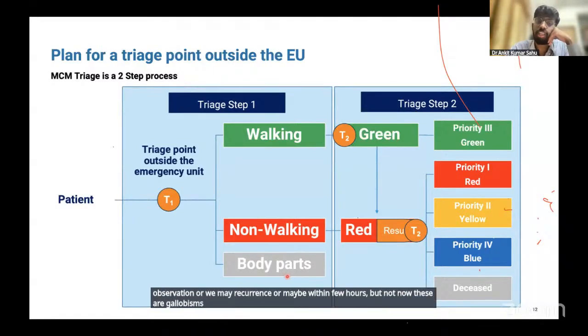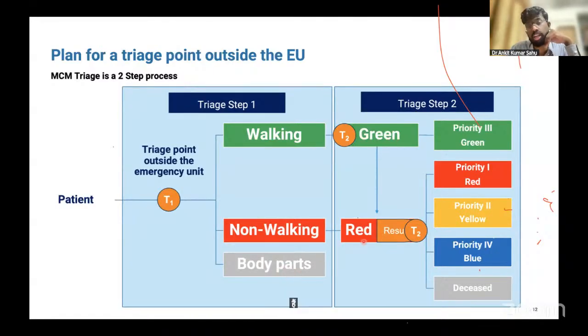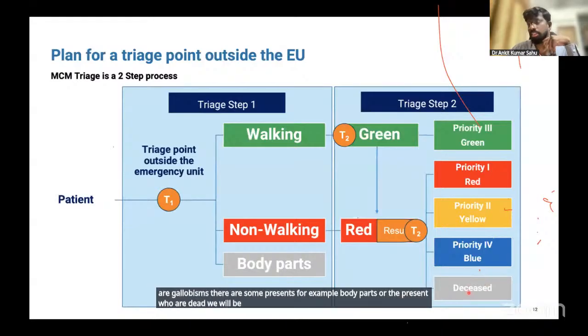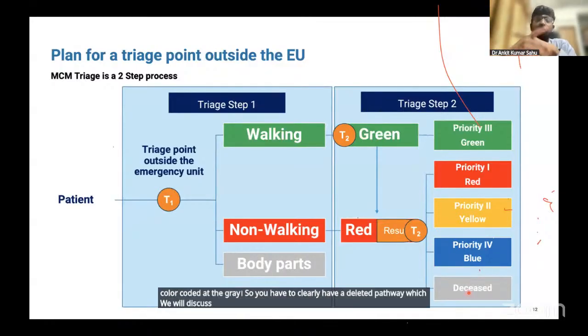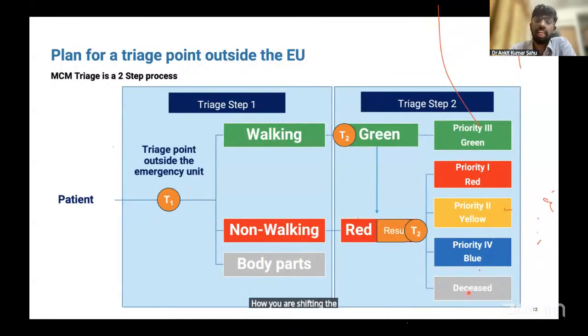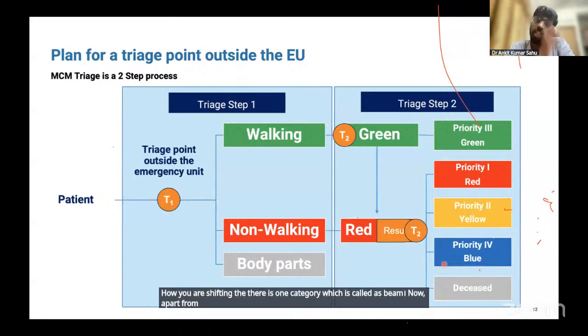There are some patients, for example, body parts or the patient who are dead will be deceased, which here we have color coded as gray. So you have to clearly have a delineated pathway, which we will discuss later, how you are shifting the dead patients. There is one category which is called as blue. Now, apart from the concept of step 1 triage and step 2 triage, I request all my participants to think of something called as blue category.